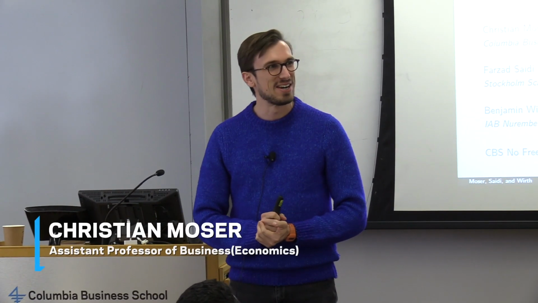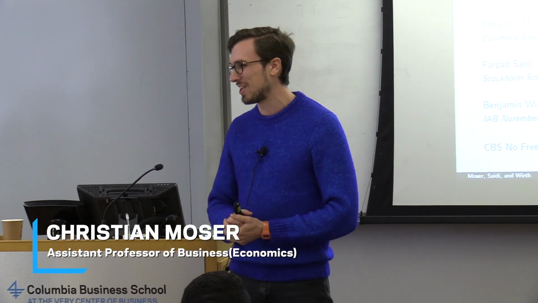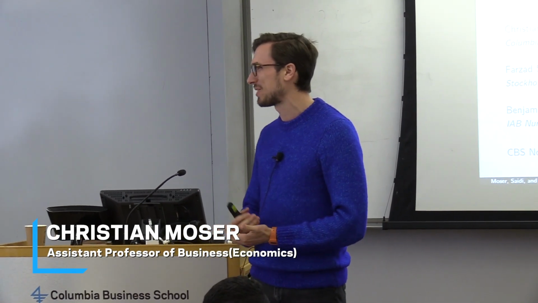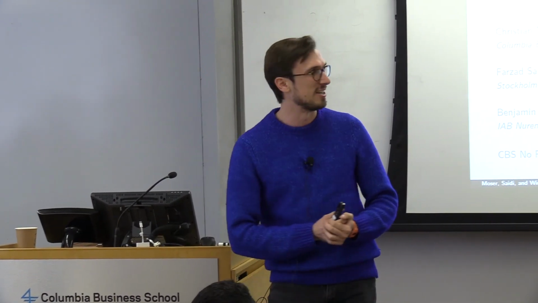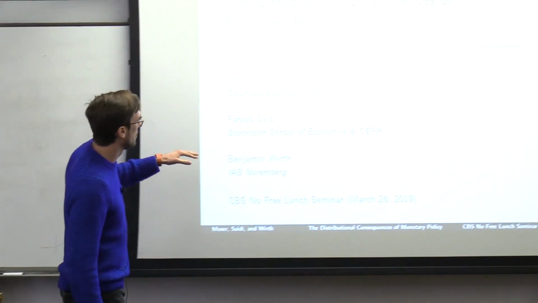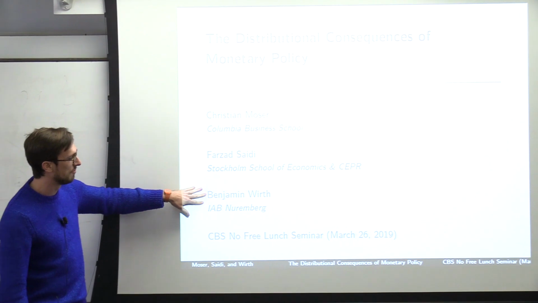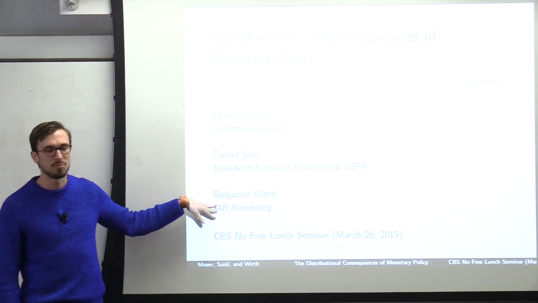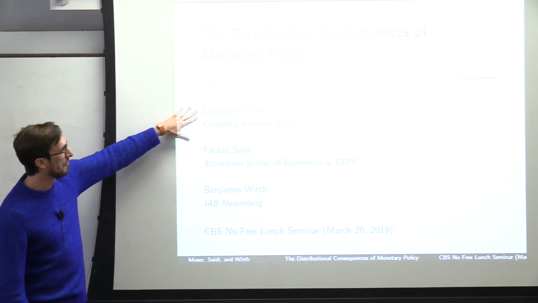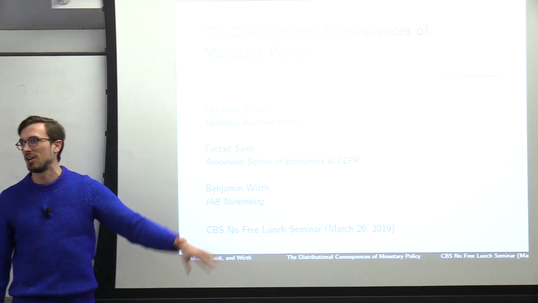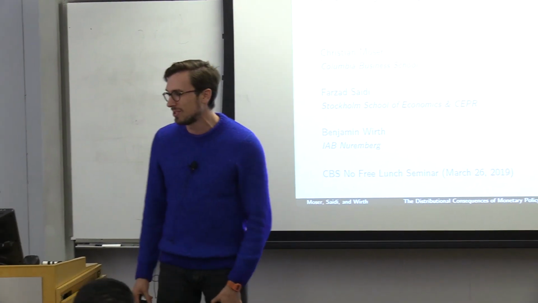Delighted to be here today and present some research that's very much in progress, and I hope somewhat also relevant to this audience. This is joint work with Farzad Saidi at Stockholm School of Economics and Benjamin Wirth, who's at the Statistical Institute in Germany, in Nuremberg. I'm Professor Christian Moser, I should say. I'm in the economics division here at Columbia Business School.